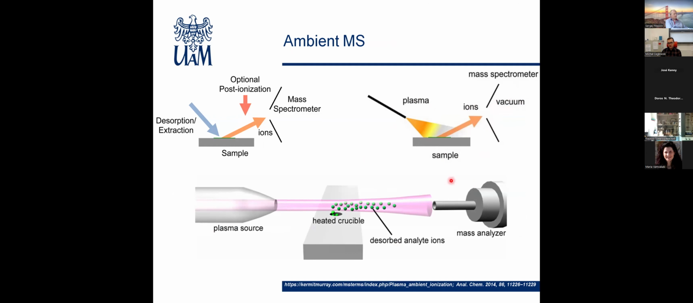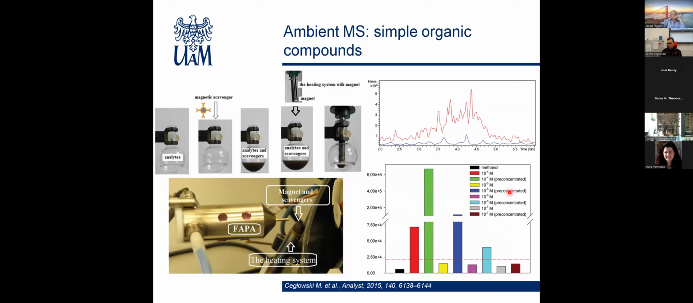Actually, our system is mostly the one which you can see below. So we have a heated crucible or heated place that we put the sample in. We heat it. We allow the thermal desorption of the analytes to occur. And then they enter the plasma stream, which ionizes them and also takes them directly to the mass spectrometer for the detection and quantification.